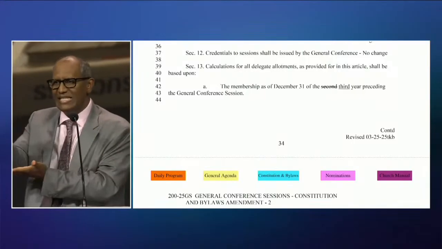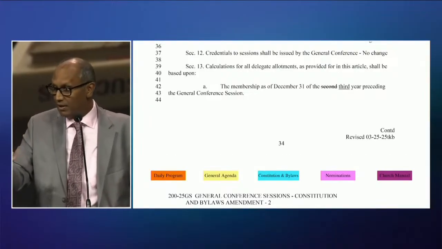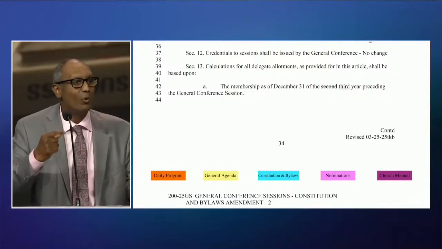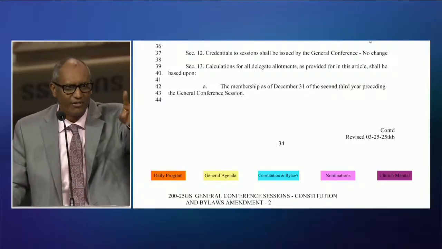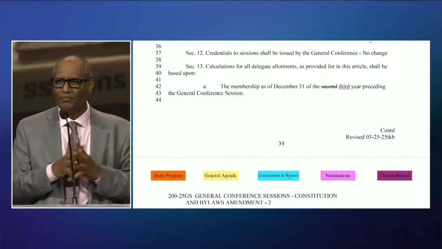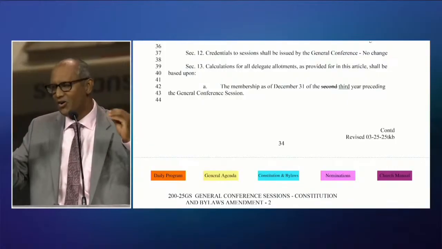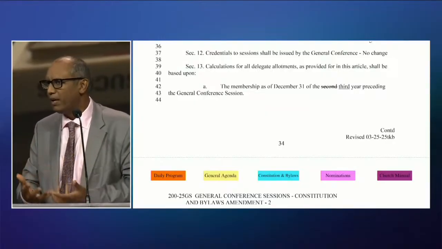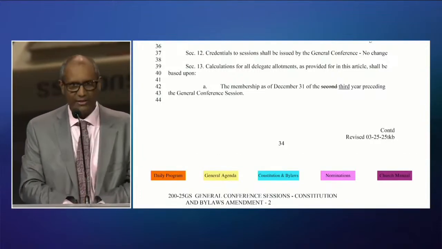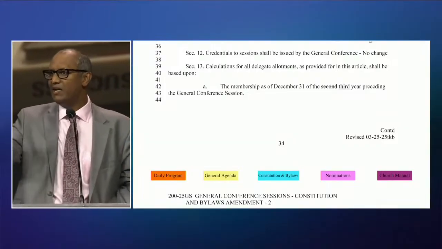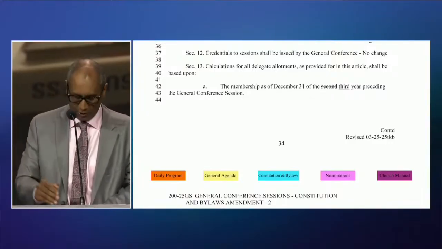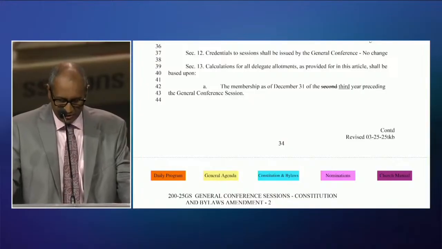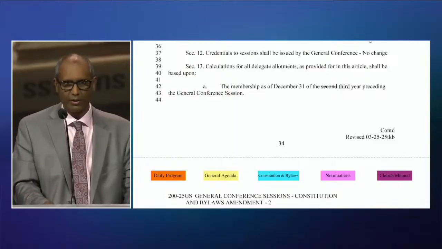We are asking that the cutoff date be, in my example, the 31st of December of 2027, 3 years before. Thank you. And that will give us more time to prepare. Delegates, that's the only reason that substantiates this change: we need more time to prepare for a GC session. Therefore, instead of the second year preceding the session, we are asking for permission to start 3 years before. So the underlined section you can see here will read: the membership as of December 31st of the third year preceding the General Conference session.